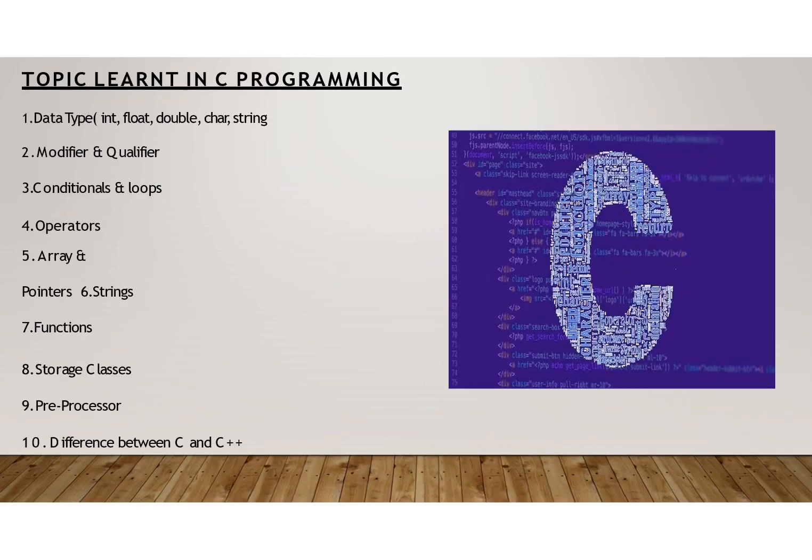In C, the topics we learn in C programming are data types, modifiers and qualifiers, conditionals and loops, operators, arrays and pointers, strings, functions, storage classes and preprocessor, and the last one is the difference between C and C++.